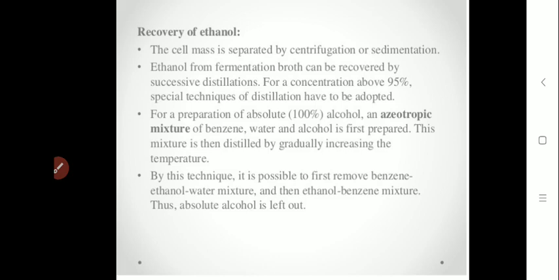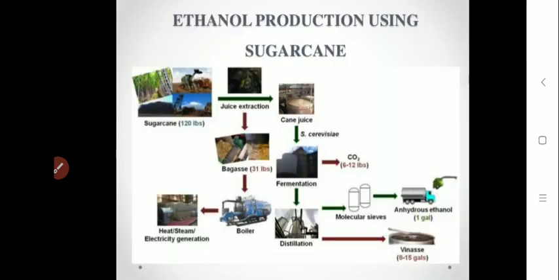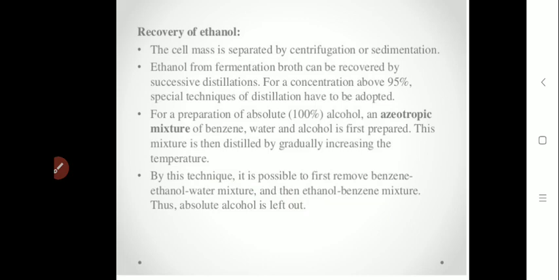It first removes benzene, which has a low evaporating point, then it removes ethanol, and then it removes water. Then the ethanol and benzene mixture is removed, and the remaining is the absolute alcohol. And in this way, the recovery or the separation of alcohol can be carried out 100%.